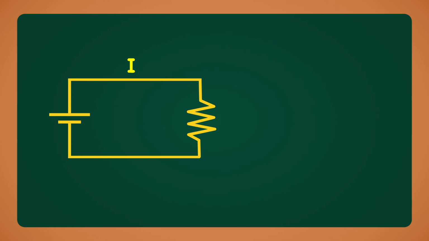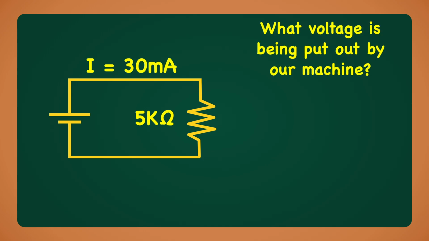Let's try another one. Let's say we are doing an SSEP. We measure the resistance of our stimulation electrodes and we find that they are 5 kilo ohms. We set our stimulator to 30 milliamps. What voltage is our machine putting out to deliver the 30 milliamps across our 5 kilo ohm electrodes?